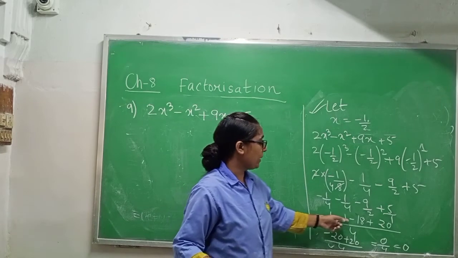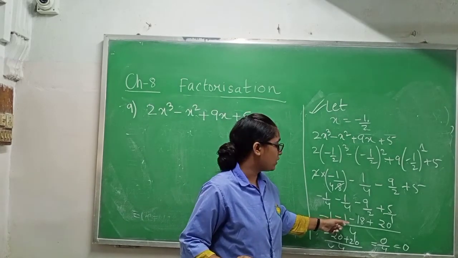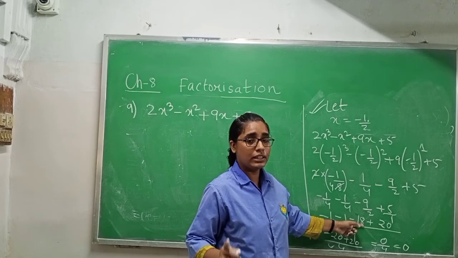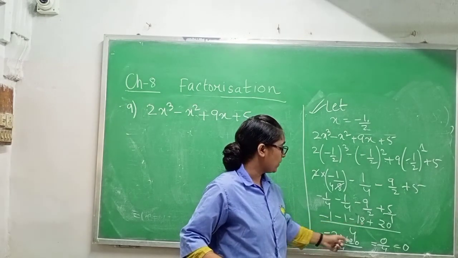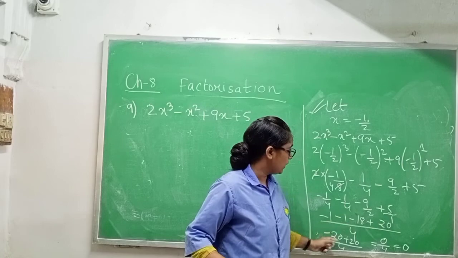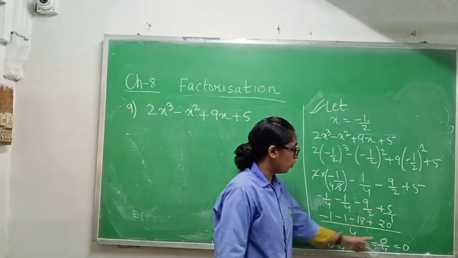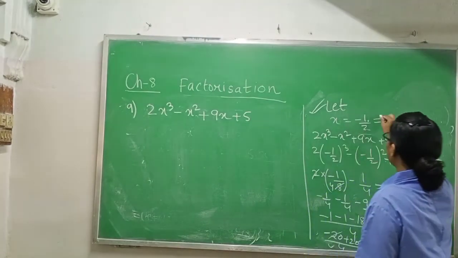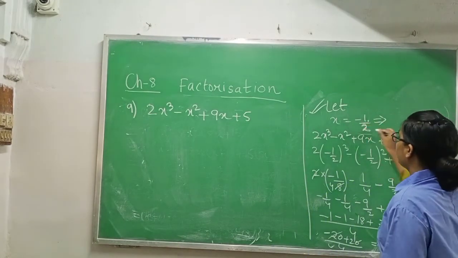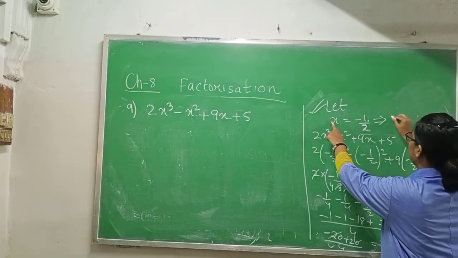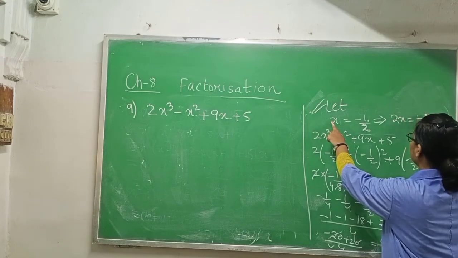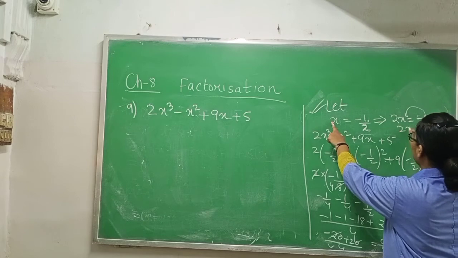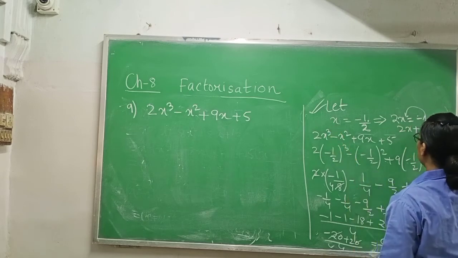Okay, -1, -1, -2, -2, -18, minus plus, so -2 plus 18 will give you -20. -20 plus 20 is already here, it will cancel out and you will get 0 by 4, which means 0. Now how will you do this one? See, first of all you take this to this side, so you get 2x equals to -1. Then you take this -1 this side, you get 2x plus 1 equals to 0.